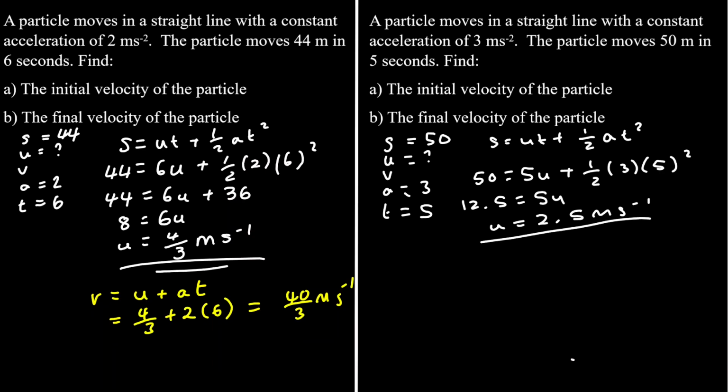Then we need to find v. So we can use v equals u plus at. So it's 2.5 plus 3 times 5. 2.5 plus 15 is 17.5.